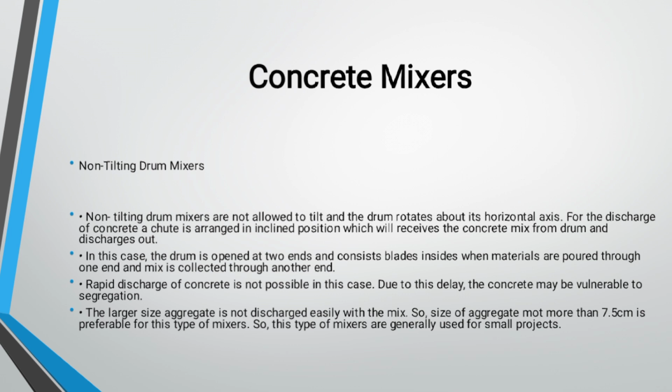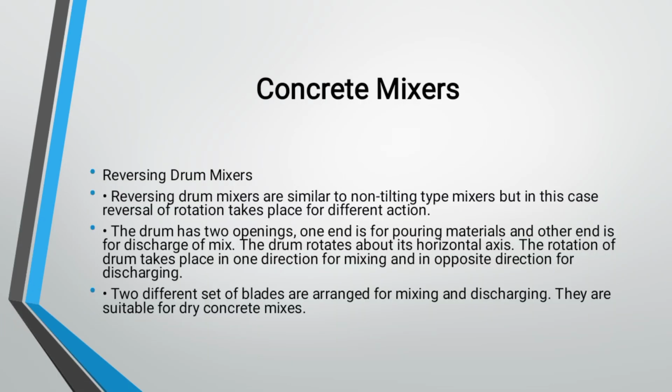It has rapid discharge of concrete, but it has delays because the concrete is vulnerable to segregation, and large-sized aggregate is not discharged easily with the mix. So, aggregate size of not more than 7.5 is preferable for this type of mixer, and it is generally used for small projects. Next one, we have the reverse drum mixer.